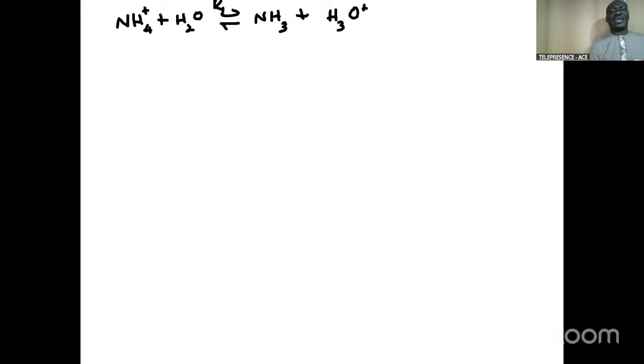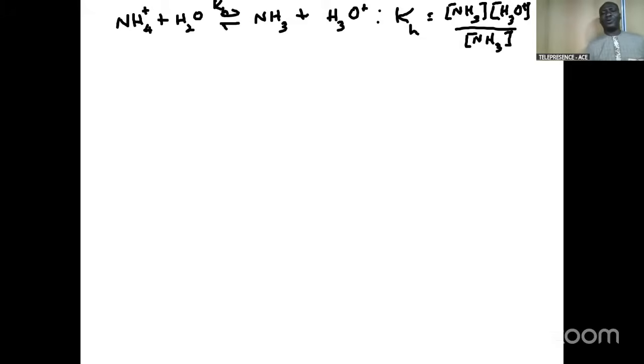So let's call it Kh, the hydrolysis constant here. Kh will be equal to the concentration of NH3 times H3O+ over NH4+. Let's keep that in abeyance for now.